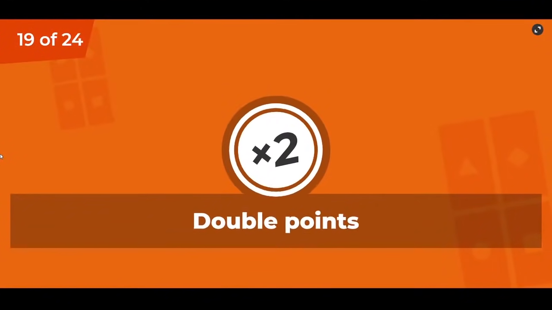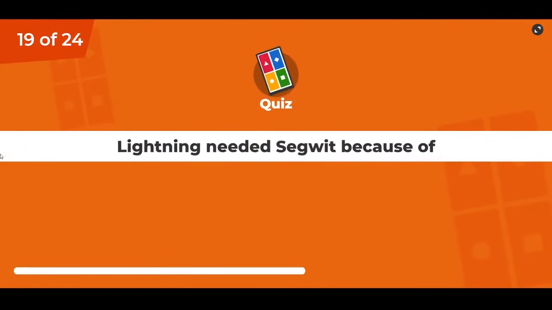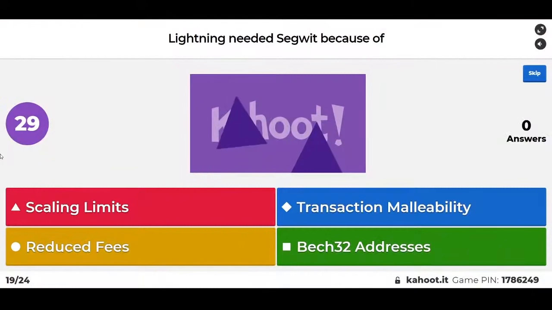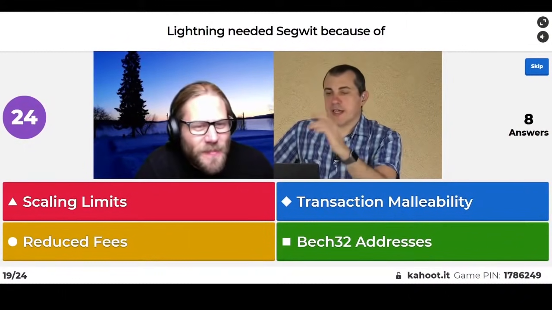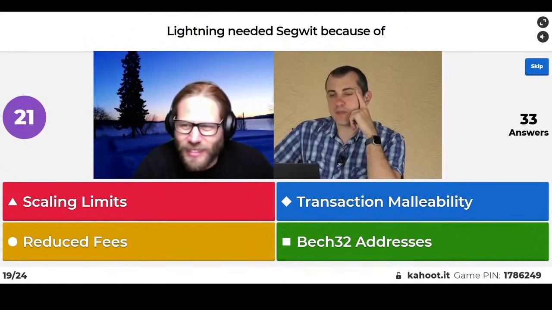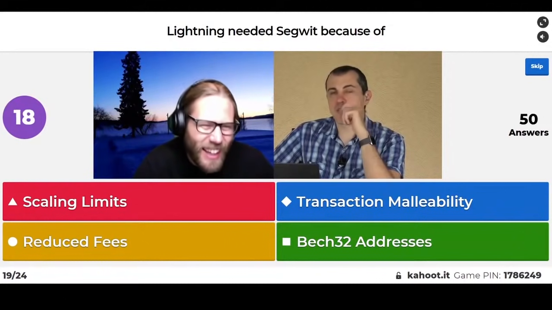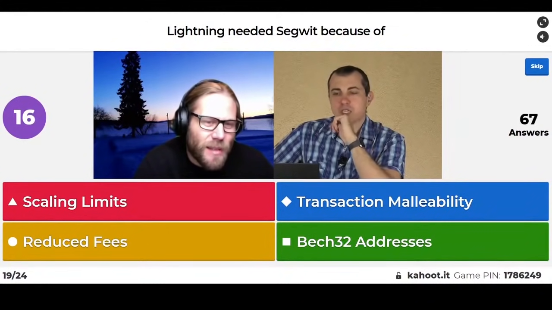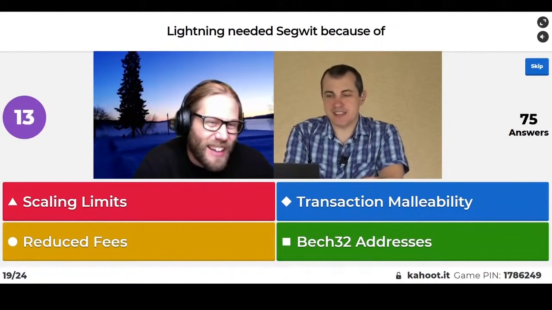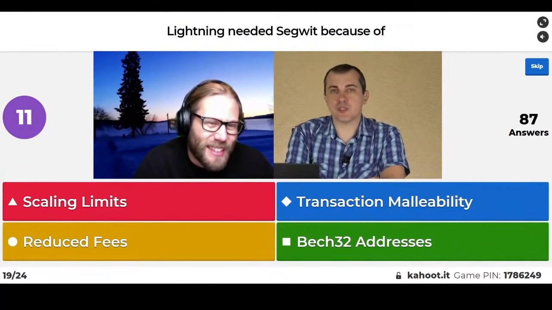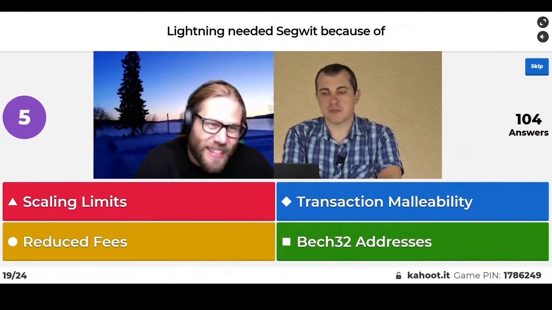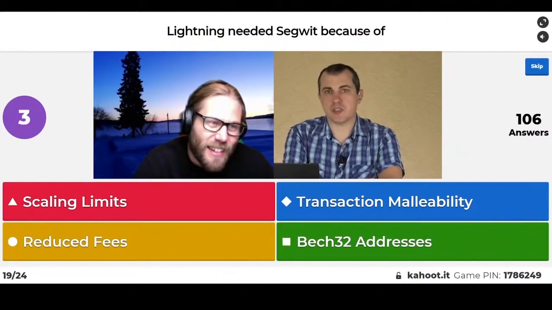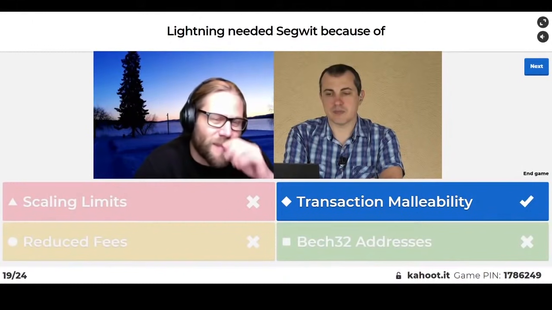Question 19, it's not easy. For double points: Lightning needed SegWit because of... That's a good one. This might be a new kingmaker, or this queenmaker. Definitely, or it might be what makes Rasputin king. At least it's one of the more technical questions. It is a more technical question. It's not a trick question, but it is a bit more technical and it's got double points. So show the results before we discuss them, please.